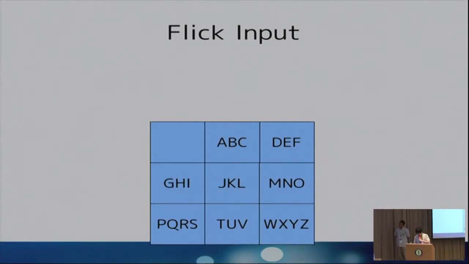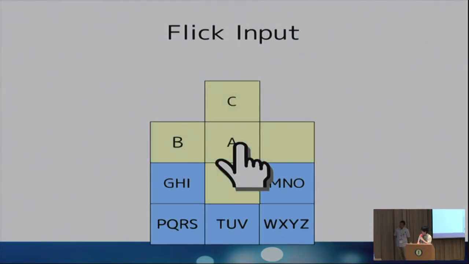At first, the user presses a button, and then a menu appears around the central character. Sorry, I forgot to say that. In flick input, of course, English can also be entered, and the right and lower boxes are vacant.